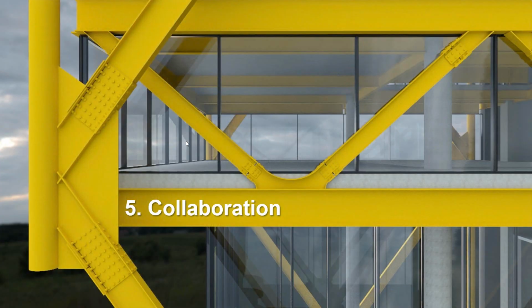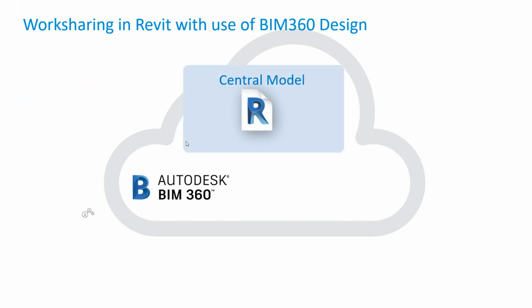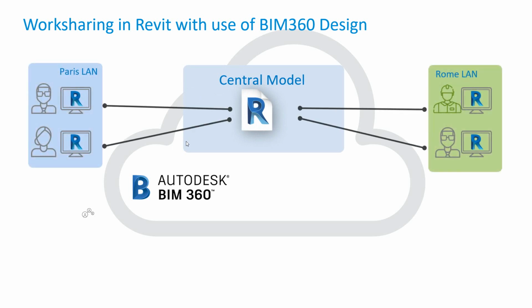Okay. Collaboration. This is the last section, and I want to show you an interesting video in which we're going to work with BIM 360 Design, part of the BIM 360 set of products, and work on one Revit model in different locations. This example is between Paris and Rome, but it can be Warsaw, Prague, Bucharest, or whatever.